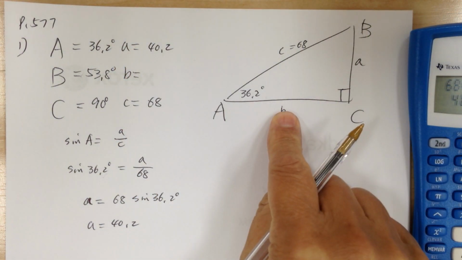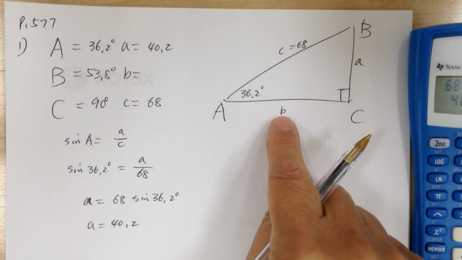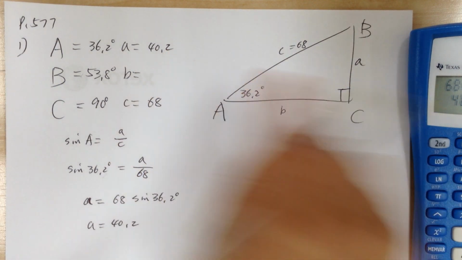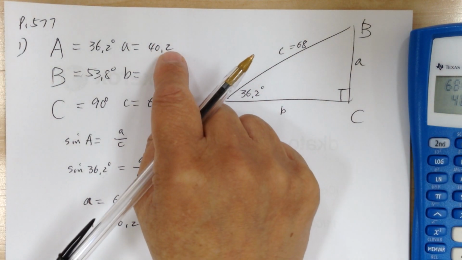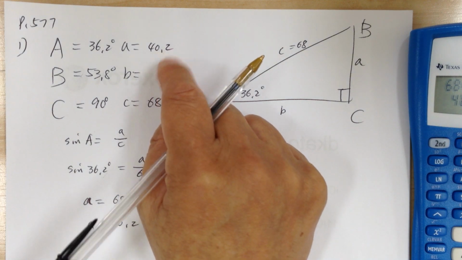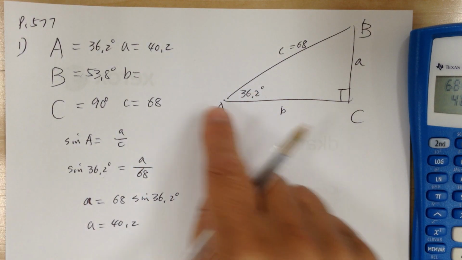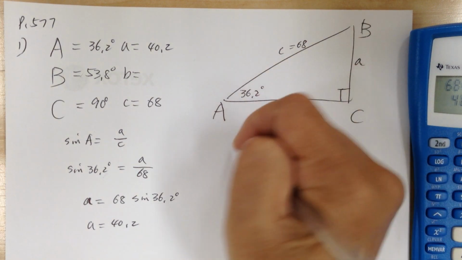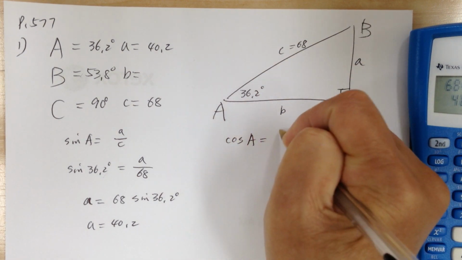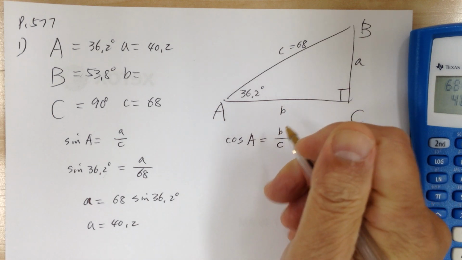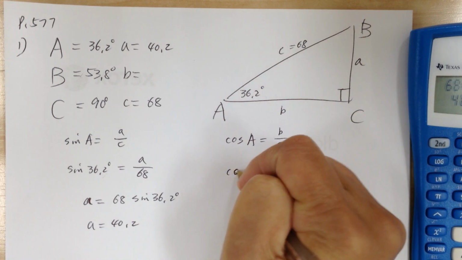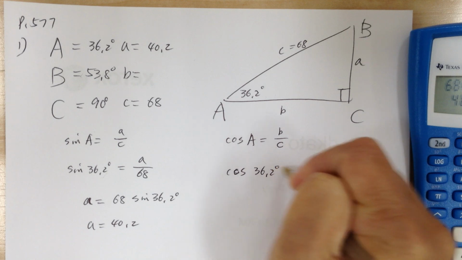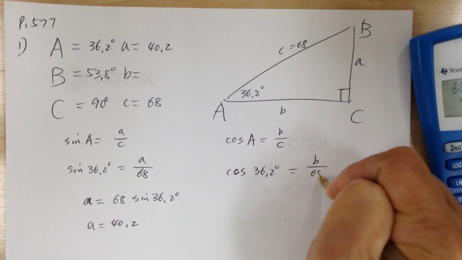Now to find b, you can use this. So you don't want to use b and a because this is already chopped off some numbers. So if you use a rounded number, your answer is going to be off even more. So you want to use what is given. So this over this is your cosine function. So you're going to get cosine of A equal to b over c. Okay, substitute, so you got cosine of 36.2 degrees equal to b over 68.